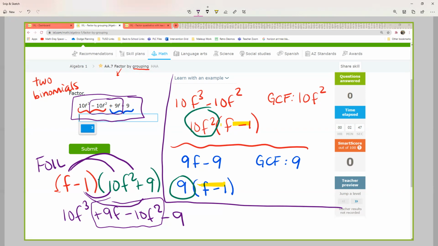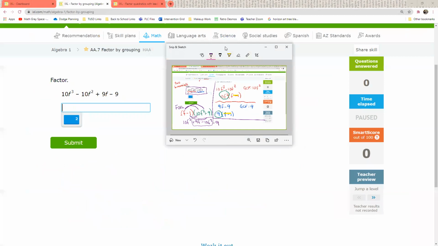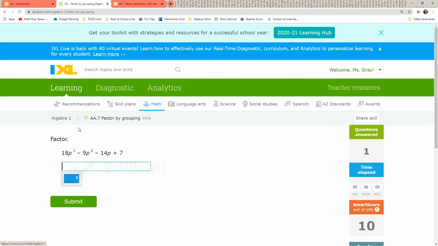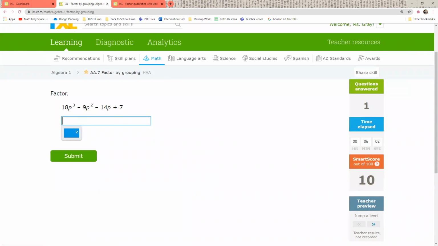All right, let's put my answer into IXL. So I have f minus 1 and 10f squared plus 9.